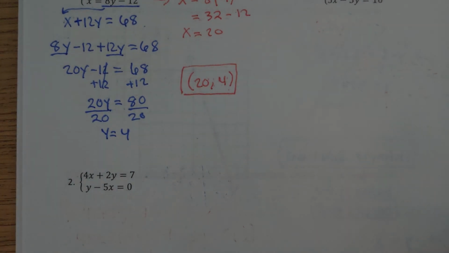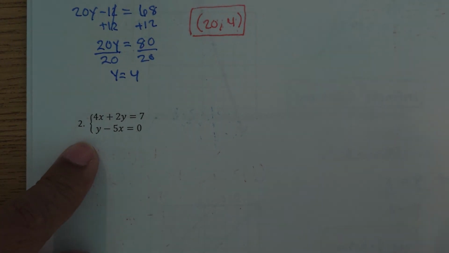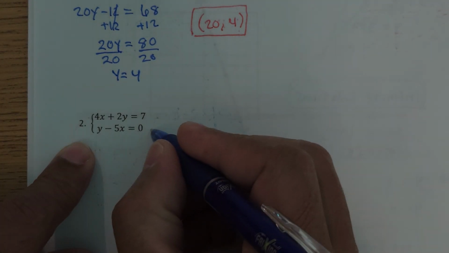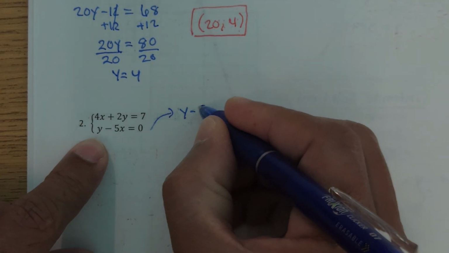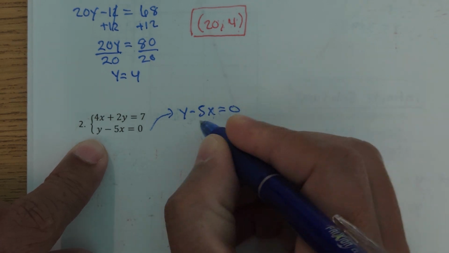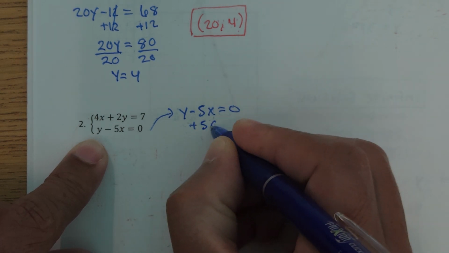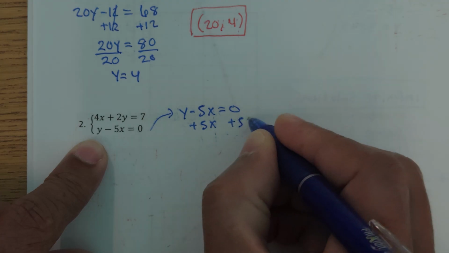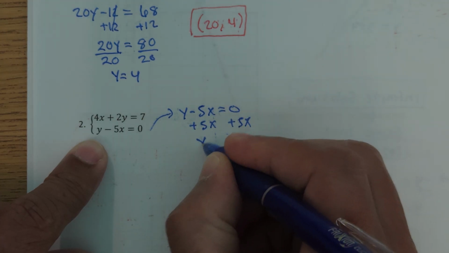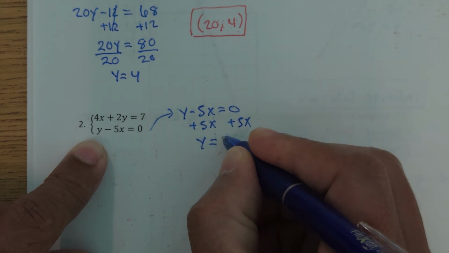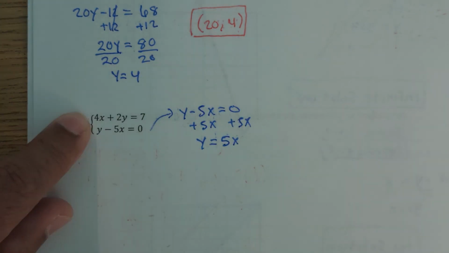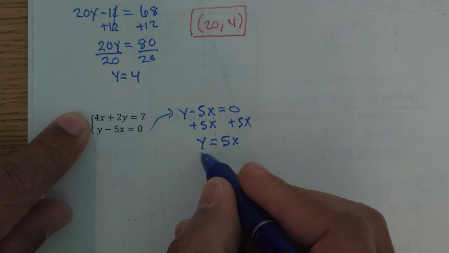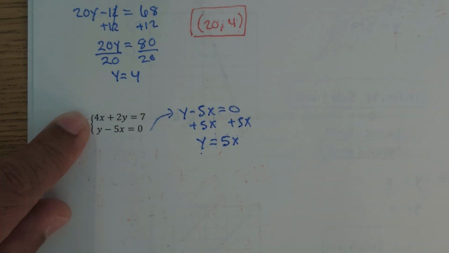That's example number 1. Example number 2, I am going to take this equation here and I'm going to isolate the y. So y minus 5x is equal to 0, which means I'm going to add 5x to both sides of the equation so I can get the y by itself. So then y equals 0 plus 5x, which is 5x. Okay. Then I'm going to go to the first equation, and wherever I see a y, I'm going to replace that y with the 5x.